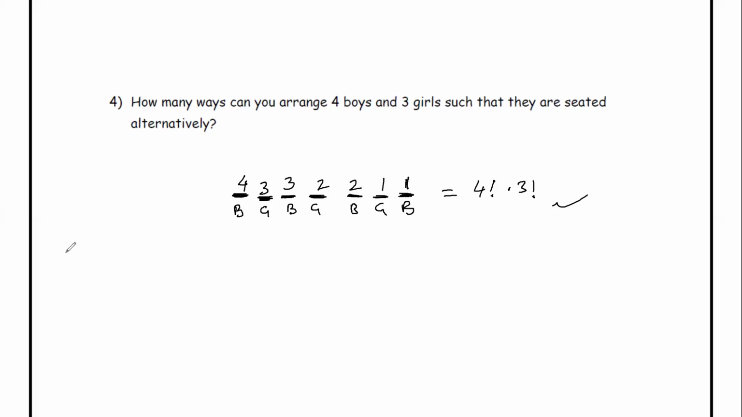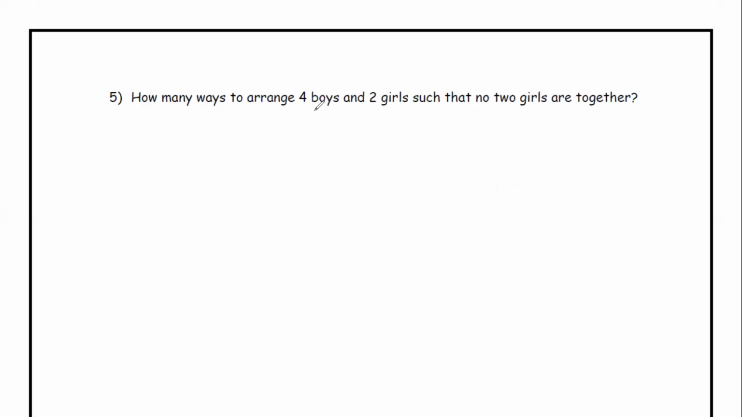Question 5. How many ways to arrange 4 boys and 2 girls such that no 2 girls are together? So there are 2 ways to solve this question. I'll show you the shortest method. So out here, what you do is you club the 2 girls together and make it one seat, like 1 dash. And the 4 boys, you leave them as they are, like 4 dashes for the 4 boys, and the 2 girls you're clubbing together.